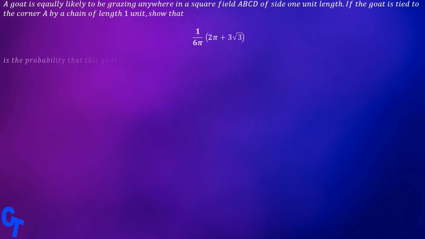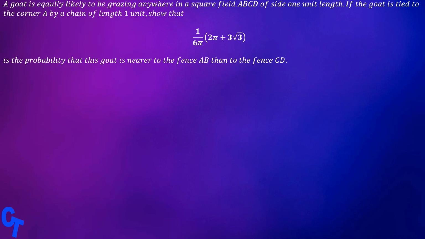Let's read the question. A goat is equally likely to be grazing anywhere in a square field ABCD of side 1 unit length. If the goat is tied to the corner A by a chain of length 1 unit, show that (1/6π)(2π + 3√3) is the probability that this goat is nearer to fence AB than to the fence CD.